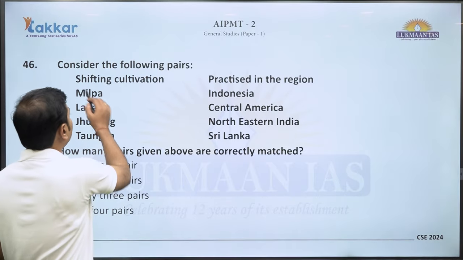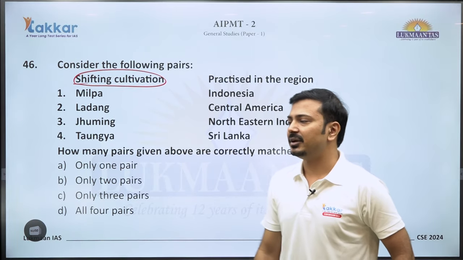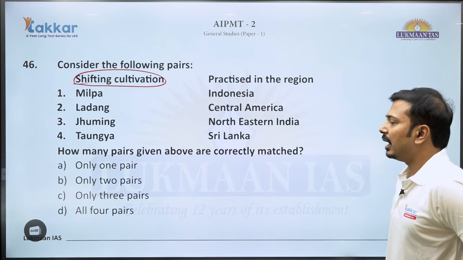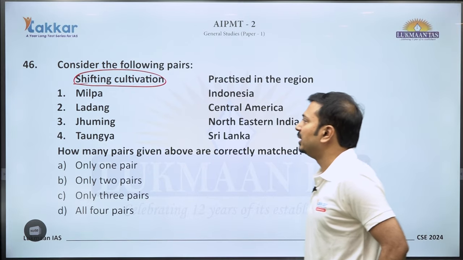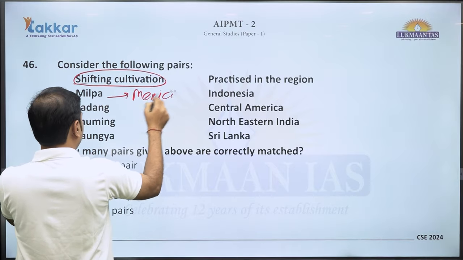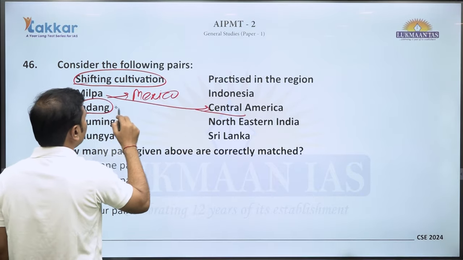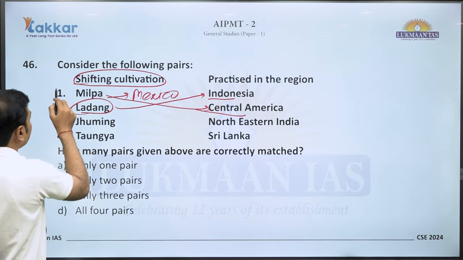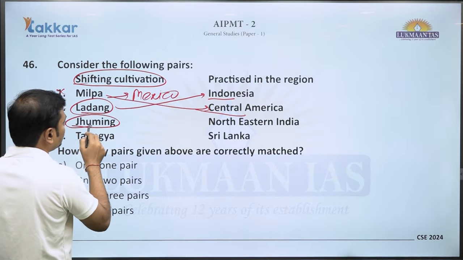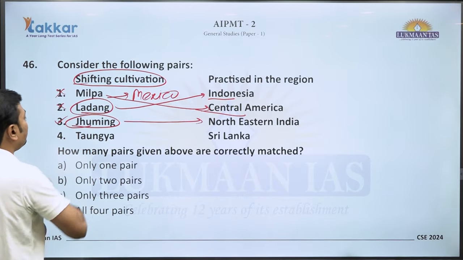It is related to shifting cultivation. The regional names for shifting cultivation in different parts of the world and the regions they are practiced in. Milpa, we know that it is in Mexico, Central America, so it is incorrectly matched. Ladang in Indonesia, again it is incorrectly matched. Zoom cultivation or jhumming, slash and burn type, yes, in northeastern India, this is correctly matched.